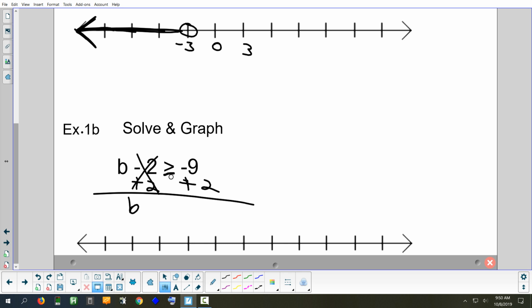What do I do with this symbol? Bring it down. Just bring it down. I don't do anything to it other than copy it today. That's it. Just copy it down.